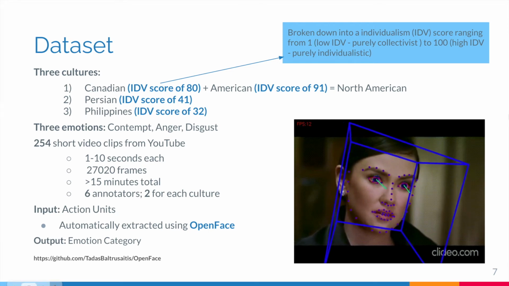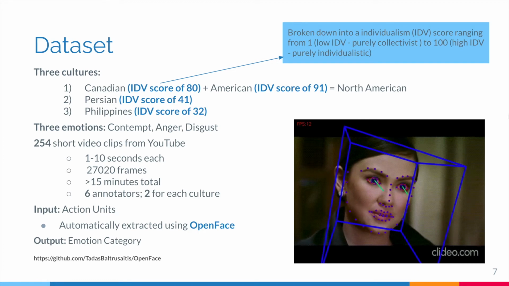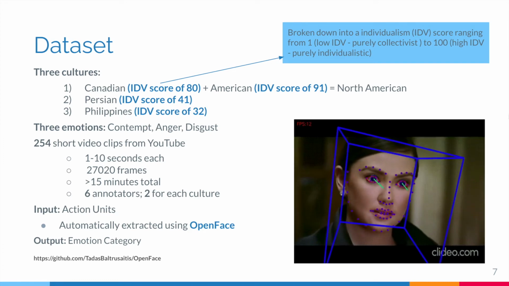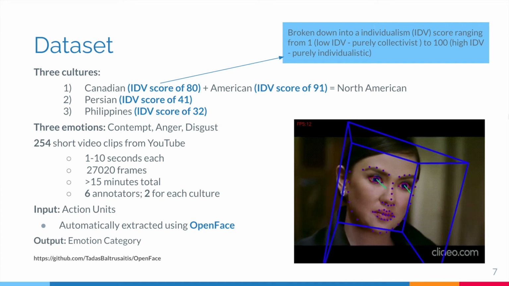After the annotation process, action units were then extracted from each clip using OpenFace, which provides an activation level for each action unit between 1 and 5. Then the predicted output was an emotion category.